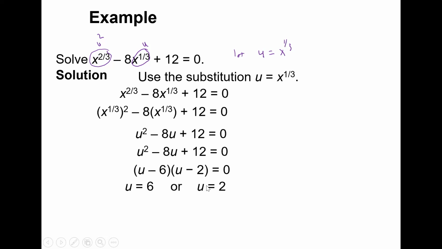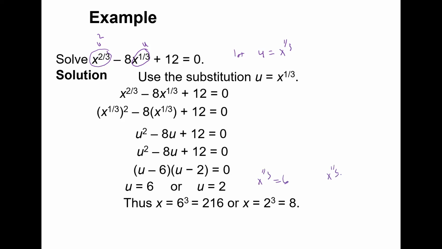So we have that. But now we have to set this u as x to the 1/3. So we do that, and what happens is they kind of leave out that step. We have x to the 1/3 equals 6 and x to the 1/3 equals 2. So now to make this x, we have to cube that, and same thing here, cube that and cube that. So 6 cubed is 216 and 2 cubed is 8.